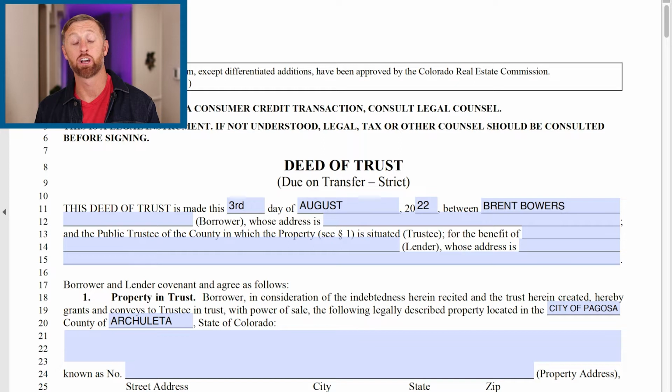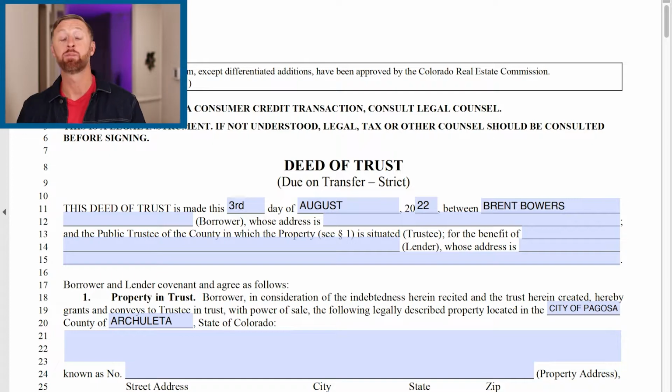I got this deed of trust from my Colorado real estate attorney. It's that easy to get one of these. Just contact the local real estate attorney. Sometimes a title insurance company will share these, or you can go online and download one right off the internet, but you want to just make sure it's your state approved deed of trust.